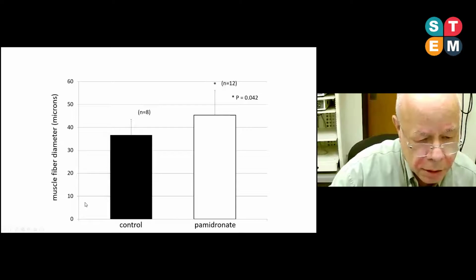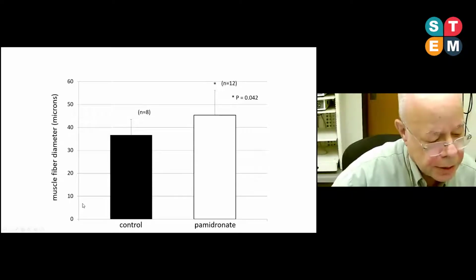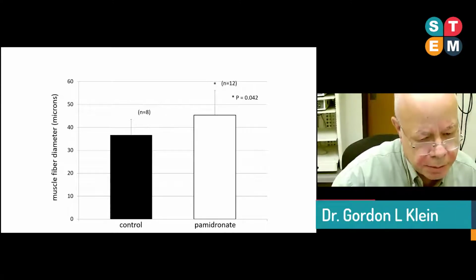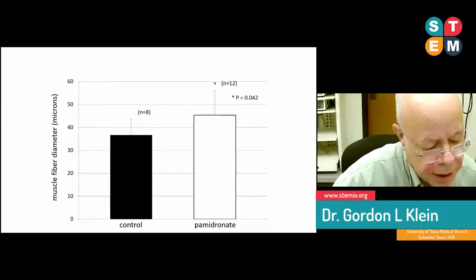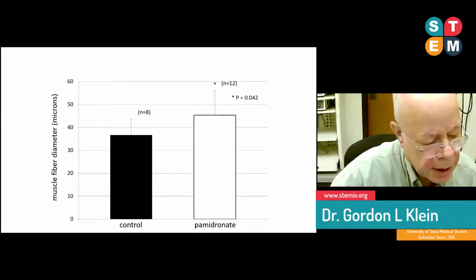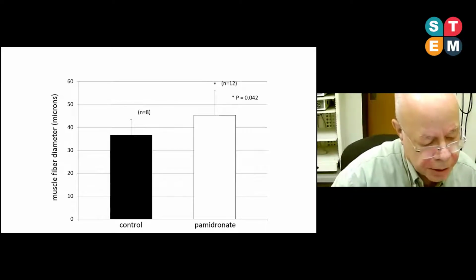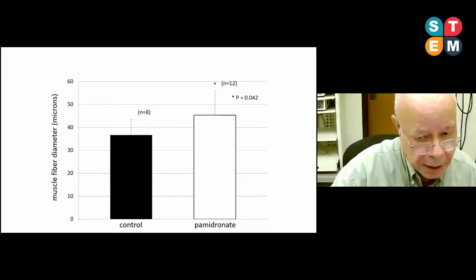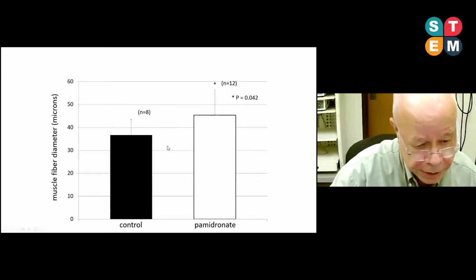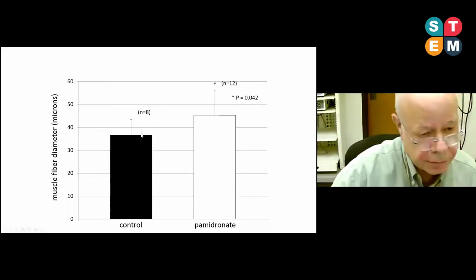So to corroborate these findings, we measured muscle fiber diameter in specimens from burn patients at the same period post-burn, 30 days. And these specimens had not been included in the stable isotope studies. And as this slide shows, we found that the muscle fiber diameter, which is an index for strength, is significantly higher in the pamidronate treated patients than in the controls.